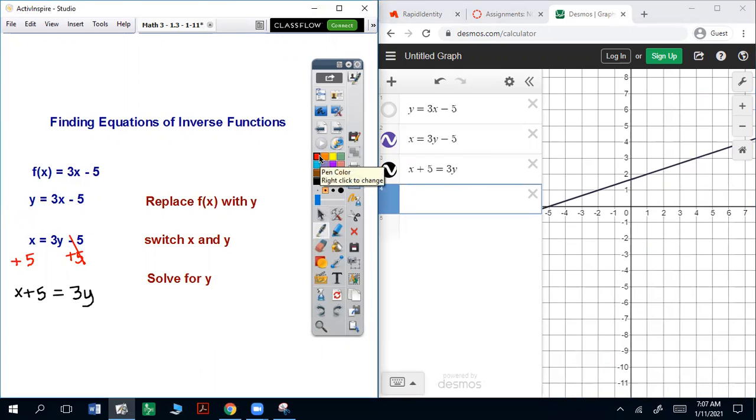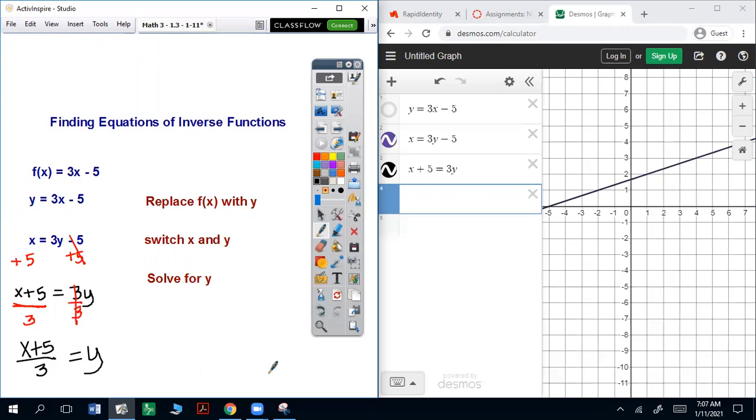For this one, we want to solve for y, so we're going to have to divide both sides by 3. I prefer to divide the whole side by 3, rather than doing x divided by 3 plus 5 divided by 3. It's just easier to do that. So let me rewrite that here: x plus 5 all over 3 is equal to y.